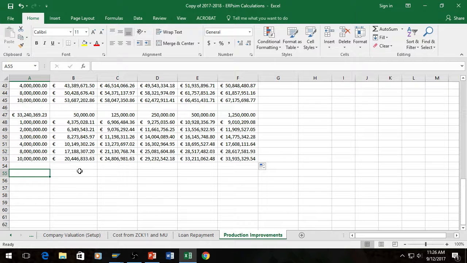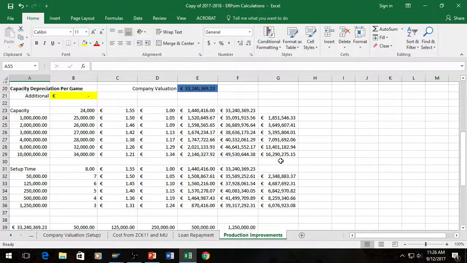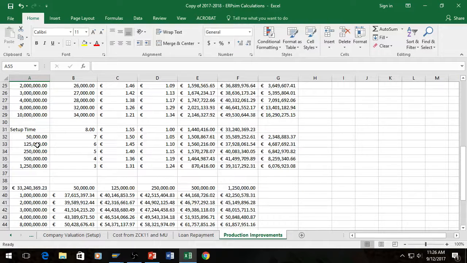Now, as you're looking at this, you might say, wow, 10 million investment? I can jump up here and really see it. With a 10 million investment, I can add another 16 million to my company valuation, and either find that sweet spot. Let's say it's 125. I put in 125 here. I can put those two together and get 20 million more.